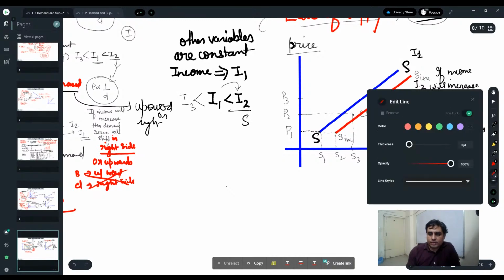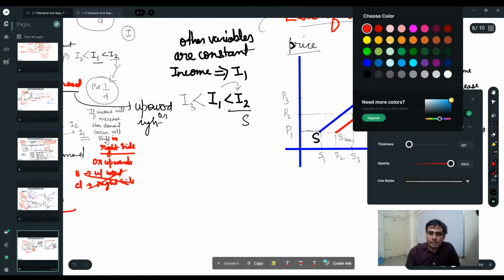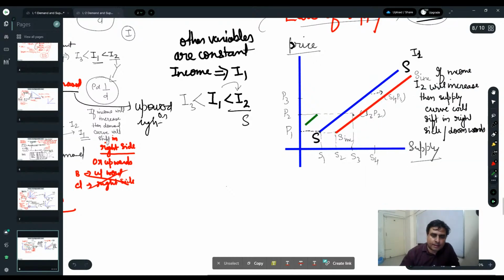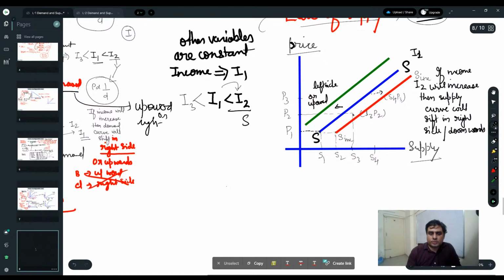And then in which direction will this curve shift? Then this curve will shift like this, right? Because on the same price, supply is going to decrease. So the curve will shift in which direction? Left side or upwards. Left side or upwards. So this is the normal supply curve, and this is the supply curve when income was increased, and this is the supply curve when income was decreased.